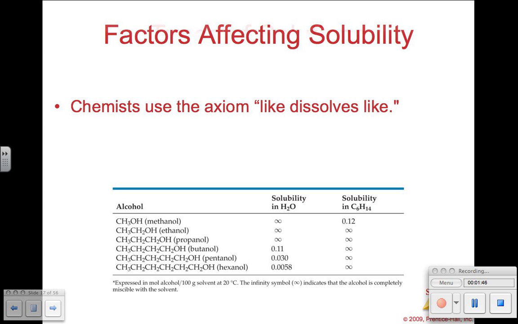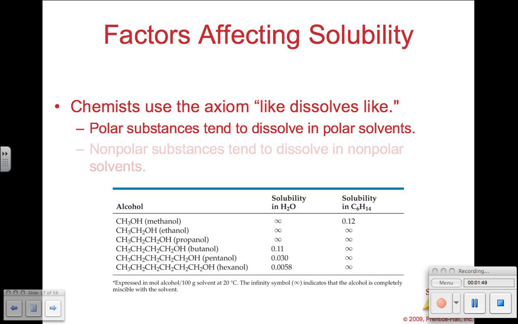As we move to section 3 in this chapter, we're looking at the factors that affect solubility. What are the things that cause things to be more or less soluble? The phrase "like dissolves like" is a great defining phrase that helps us figure out whether something is going to dissolve in a polar solvent or a non-polar solvent, and why. It means that polar substances tend to dissolve in polar solvents, and non-polar substances tend to dissolve in non-polar solvents.